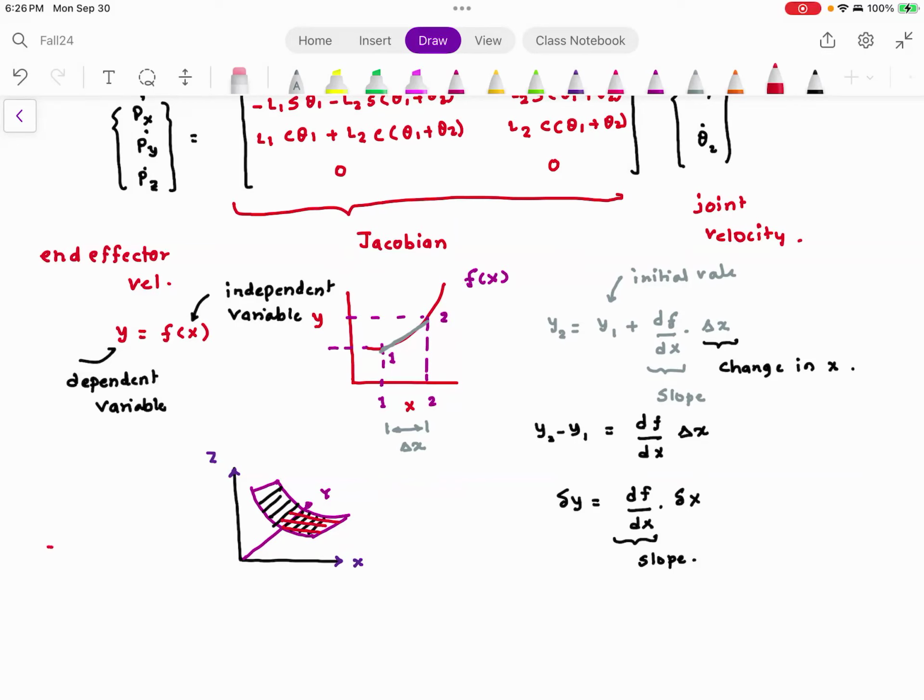Now, this function z is equal to a function of x comma y. Do you agree with me? z is a function of x comma y. Now, I want to answer a very, very important question. How much of the change in z is contributed by the change in x, and how much of the change in z is contributed by the change in y?